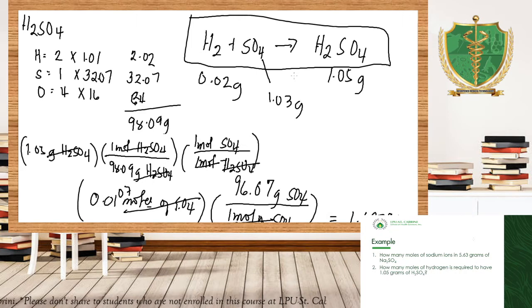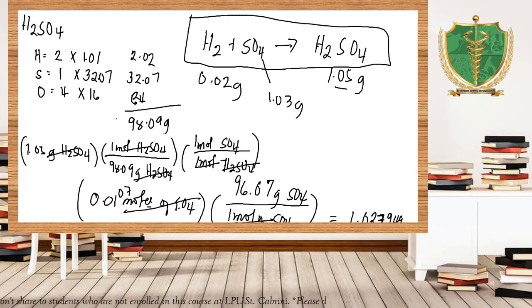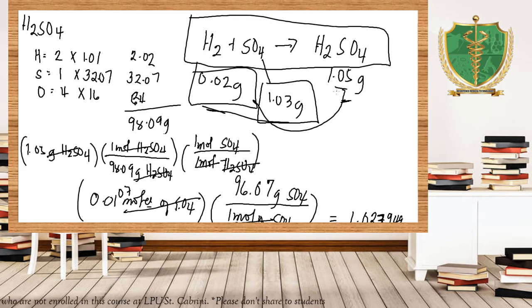So 1.03 plus 0.02 is equals to 1.05. So again, we have followed here what we call the law of conservation of mass. The mass of the reactant is the same mass as our product. So 0.02 grams plus 1.03 grams is equal to 1.05 grams. Okay? So that is how we solve for it.